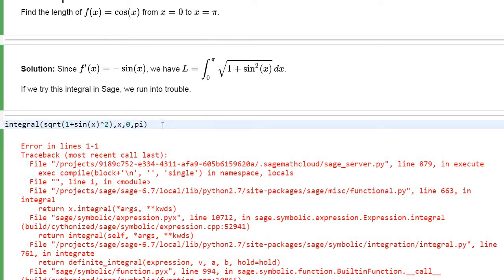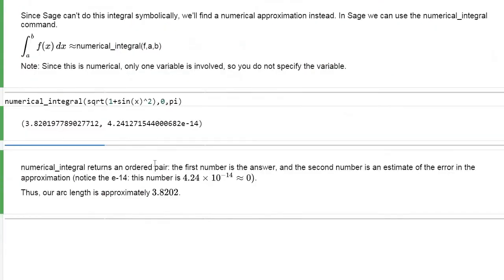It allows multiple variables involved, so you have to tell it which one is the variable of integration. This little one, the dx, indicates that it's x. With numerical integral, the answer needs to be a number, so there can be only one variable involved, which is automatically the variable of integration. So you don't specify it.